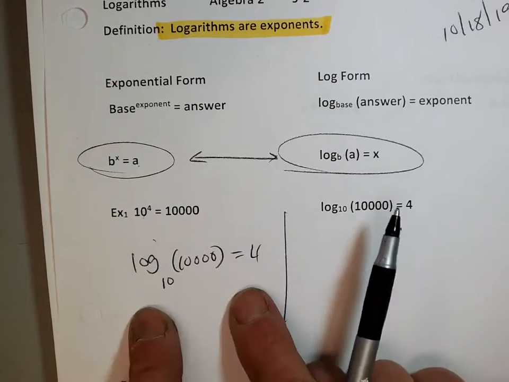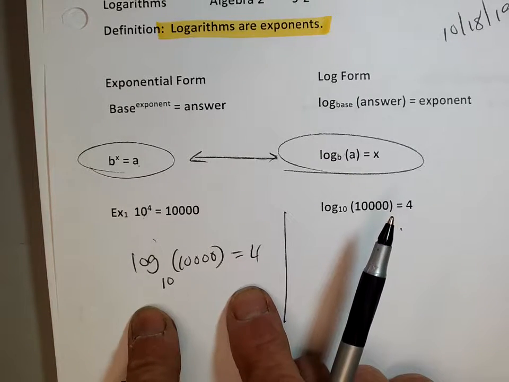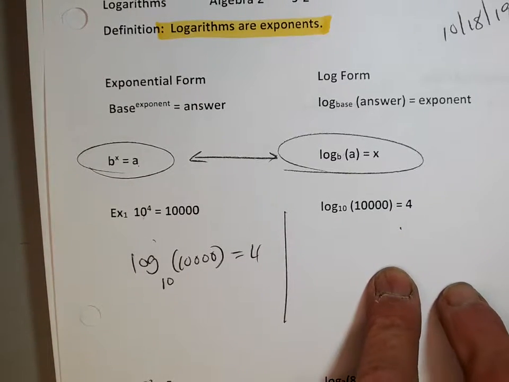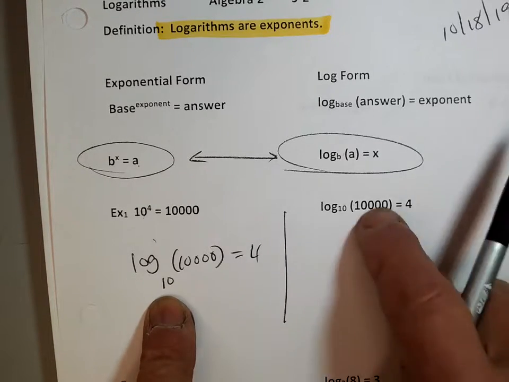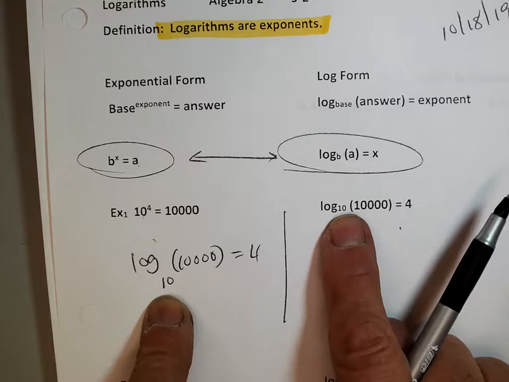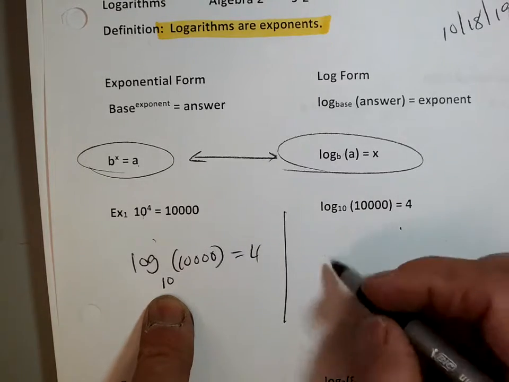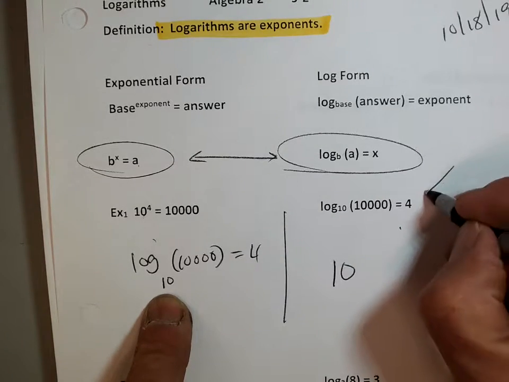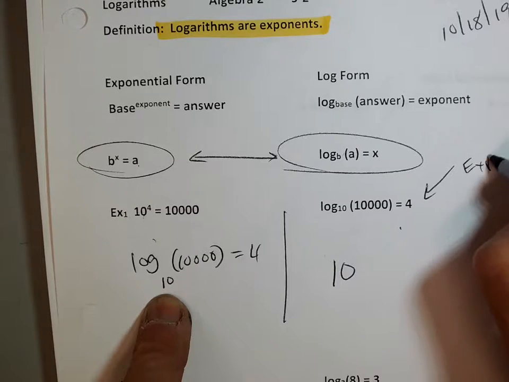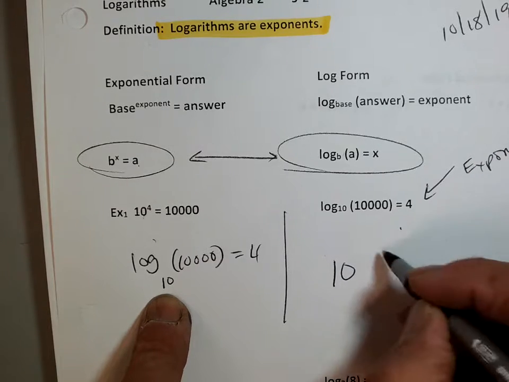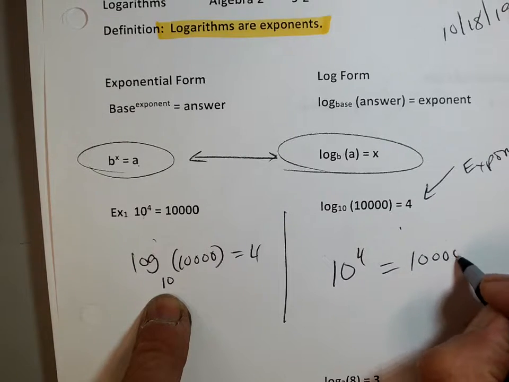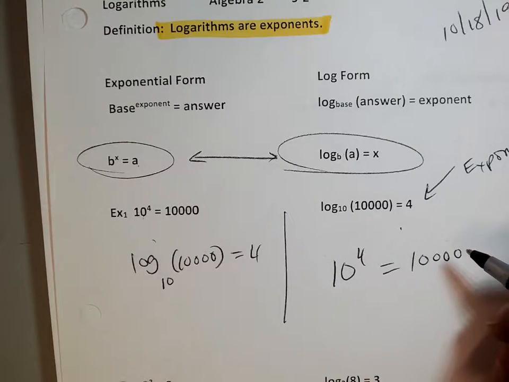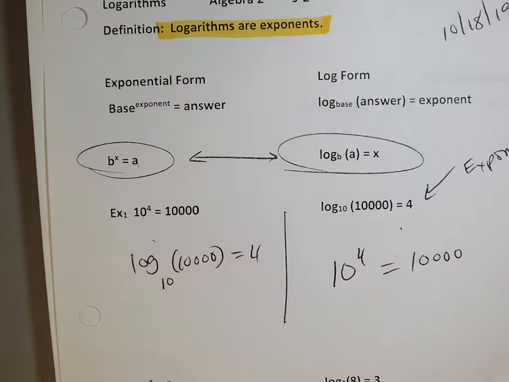And of course you can transpose it to the other form. Let's put it back the way it was, okay? So to put it back the other way, here's my base number, that's my base, so 10, and that's my exponent. So 10 to the 4 equals my answer, which is 10,000. Thumbs up? It's really not that bad.